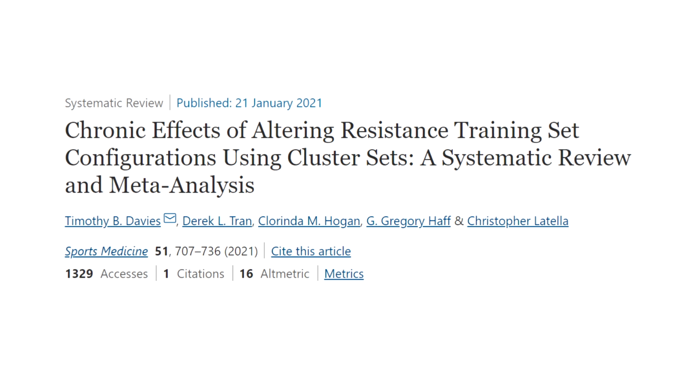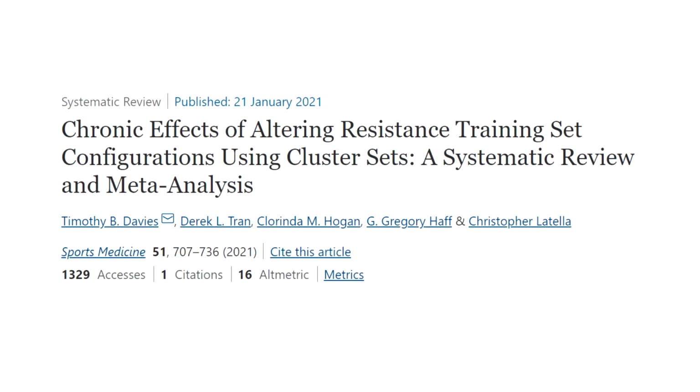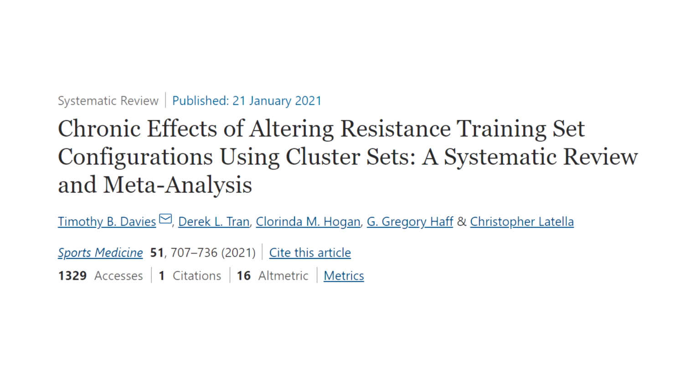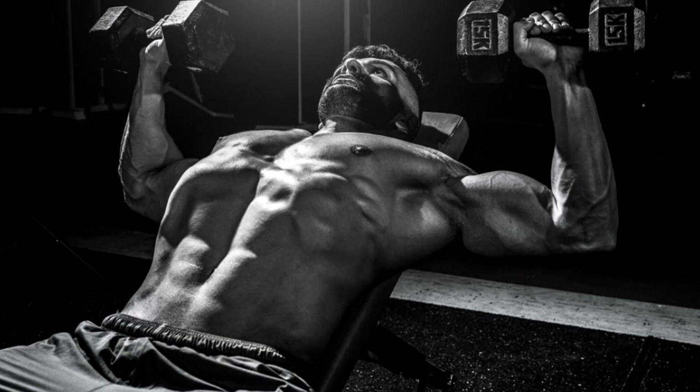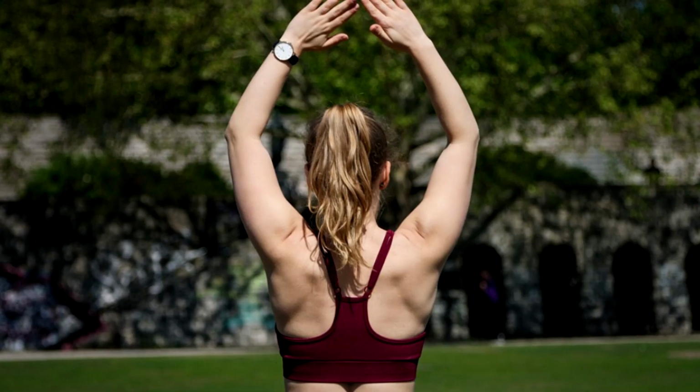This 2021 meta-analysis wanted to look at cluster sets compared to traditional sets for neuromuscular adaptations. Basically, the effect that cluster sets can have on your muscle in terms of size and strength.